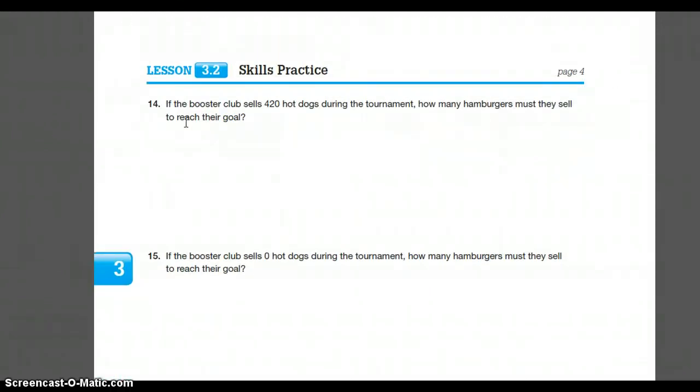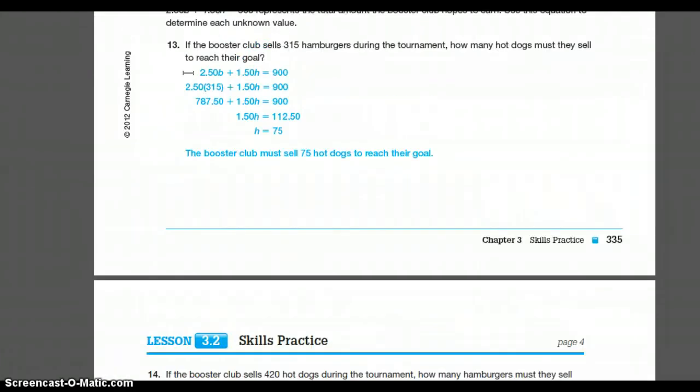So you're going to use, on this one, it says 420 hot dogs, how many hamburgers? So you're going to go back up to this equation and plug in 420 for your hot dogs H and solve it and put a sentence.